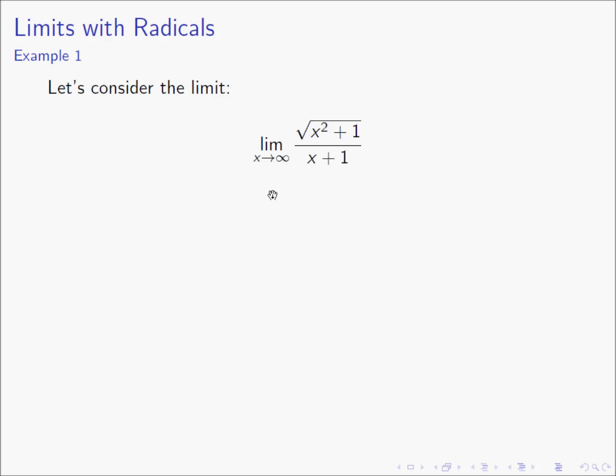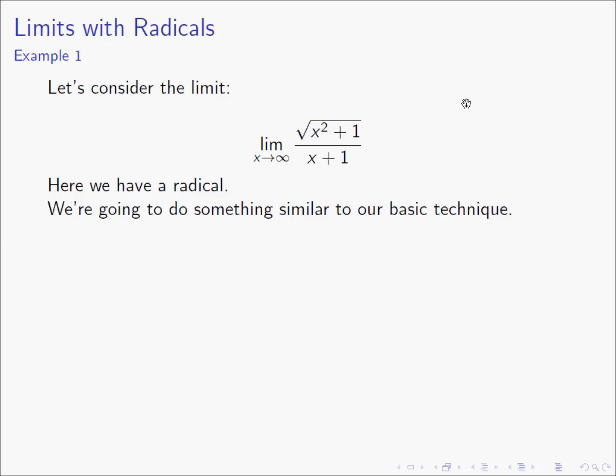We have the limit as x approaches infinity of this expression. Note that we have a radical in the numerator. So what can we do in this case? We're going to do something very similar to our basic technique. Remember that in our basic technique we look at the greatest exponent in our expression and we divide everything by x to the n, where n is the greatest exponent.